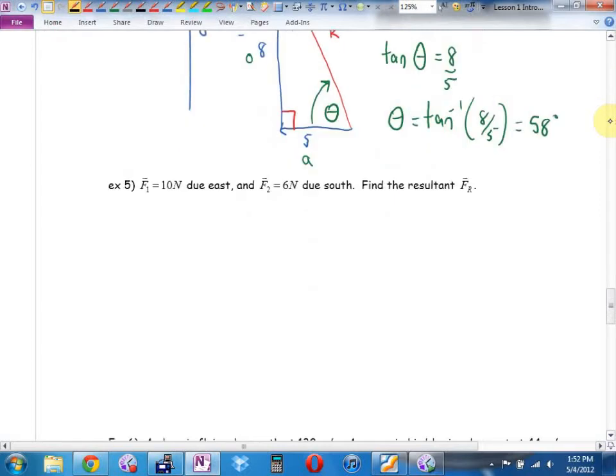Example 5. How do we add two vectors together? Draw them how? Tip to tail. How do we add two vectors together? Draw them how? Tip to tail. Okay? I'm going to be flogging that theme to death.